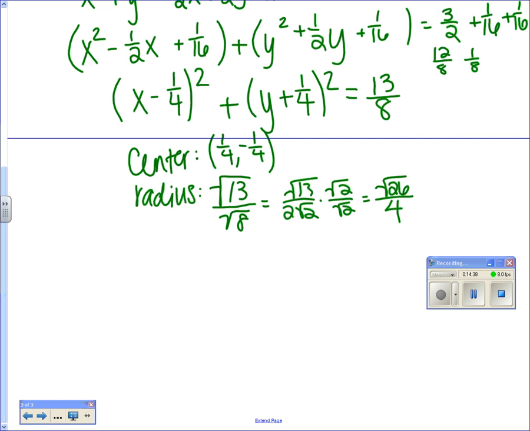Is there any other information that you can give about a circle besides its center and its radius? So if it says describe, tell what its center is, tell what its radius is. I would probably write this equation just to be on the safe side. Any questions there? Any questions about circles? Okay.